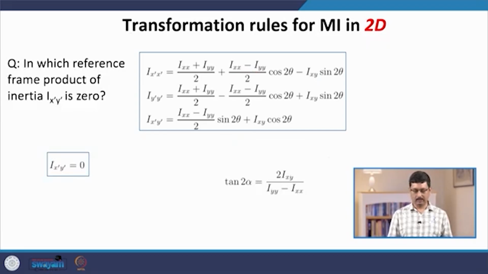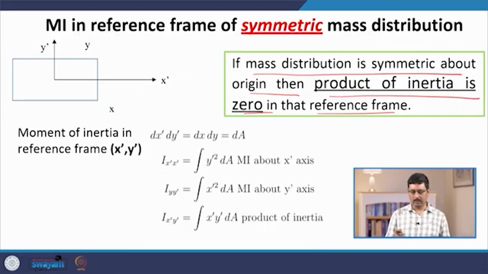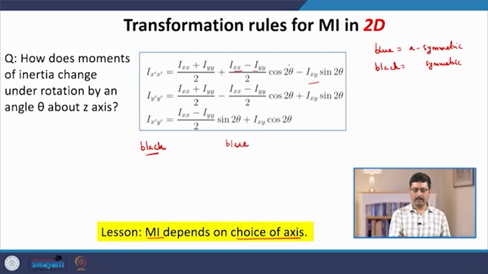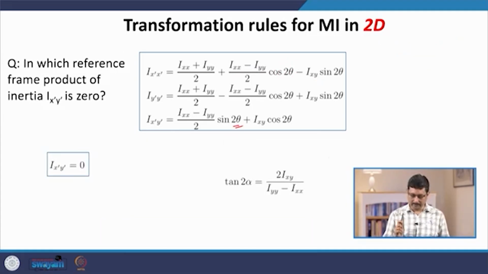Now we are going to use that particular idea: if in the black axis the mass distribution is symmetric, then the product of inertia must be 0. So, we can use this condition to calculate the value of theta. Note that the right hand side depends on the components in the black axis, the blue axis, as well as the angle of rotation theta. There is a very interesting part of this particular formula.